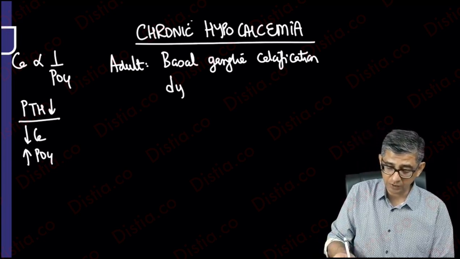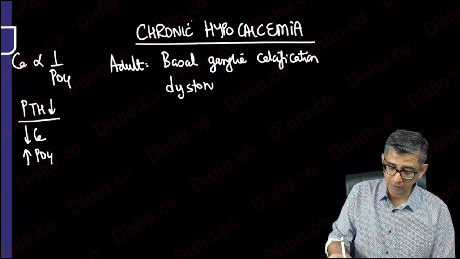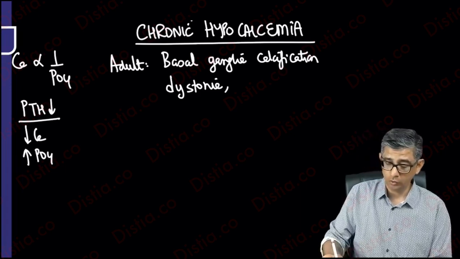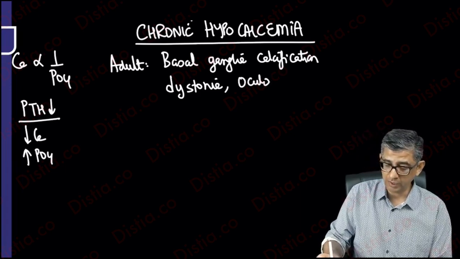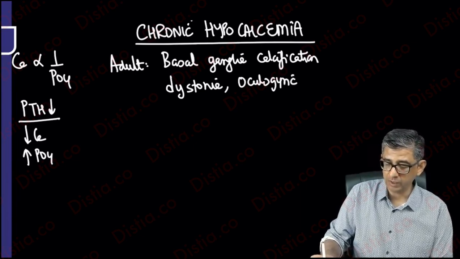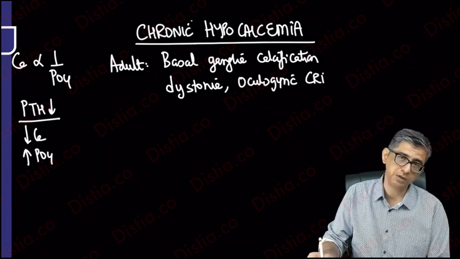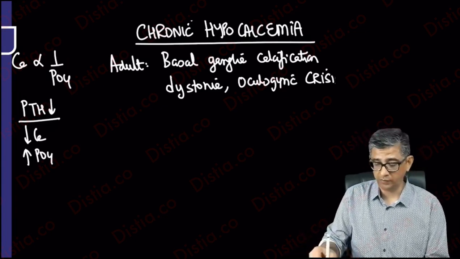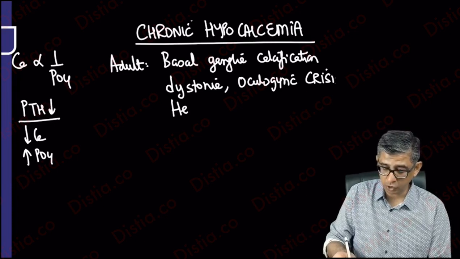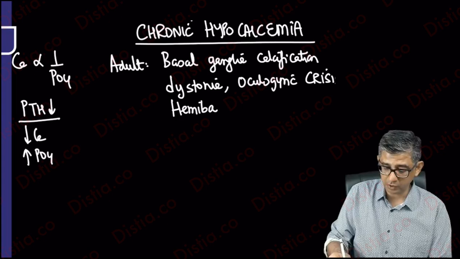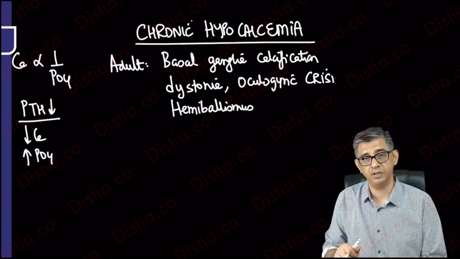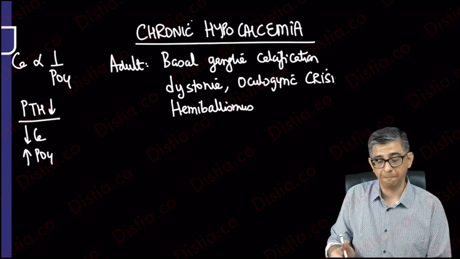As a result of this, the features in the patient would be extrapyramidal, that is dystonia, or you could have an oculogyric crisis. Oculogyric crisis would mean that the person's neck would be turned to one side, with eyes deviated maybe to the contralateral side. Along with this, if there is damage to the subthalamic nucleus because of the calcium deposition, then you could have very classical manifestations like hemiballismus as well.